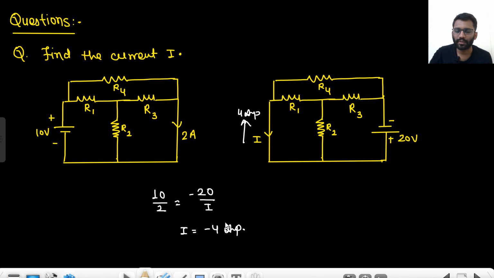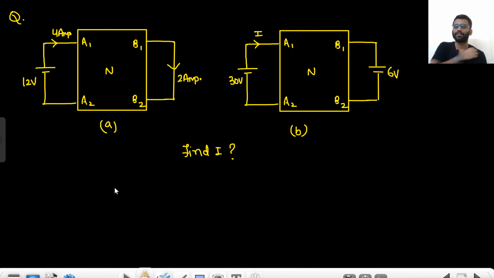10 by 2 is 5. Yeah, fine. So I is equal to minus 4 ampere. Let's move on to the next question. That's a very good question. Also, we will cover one more thing here.